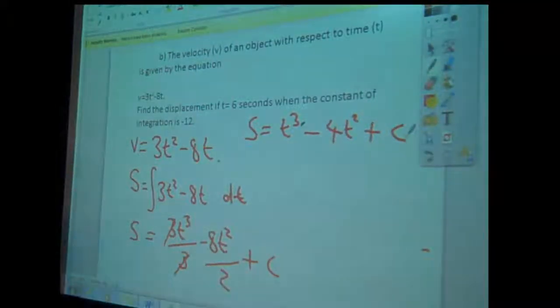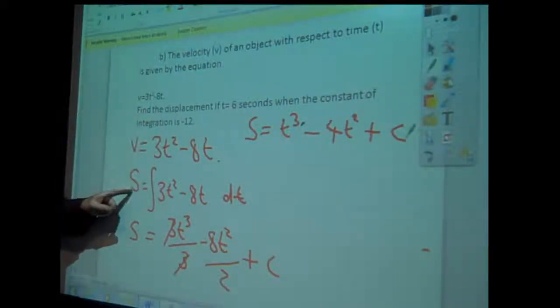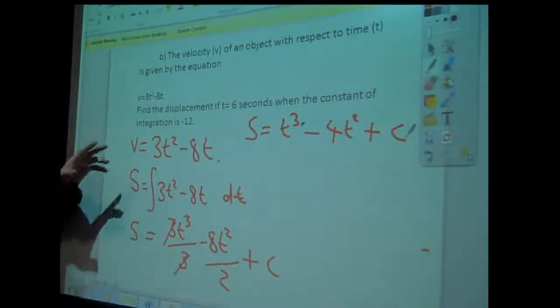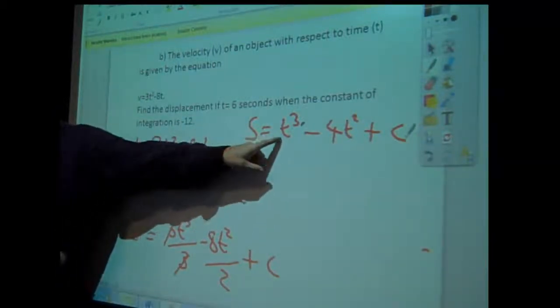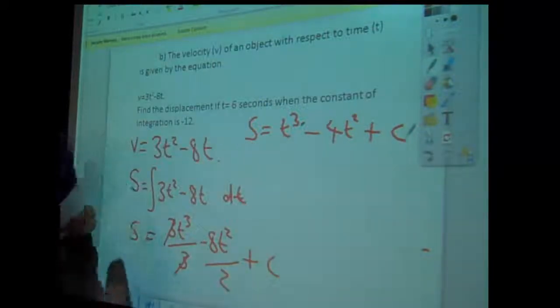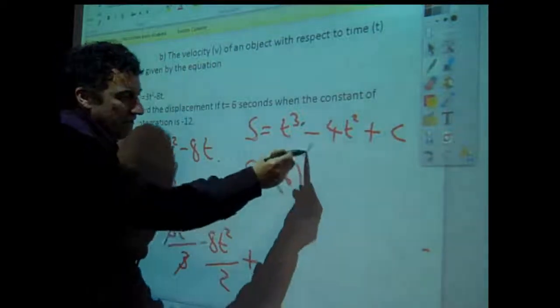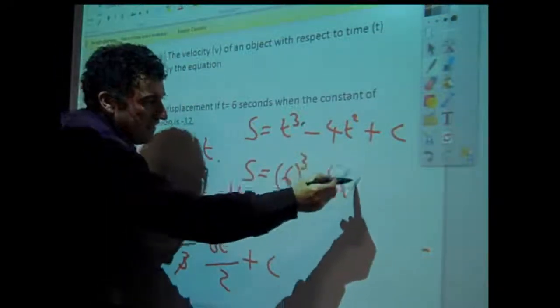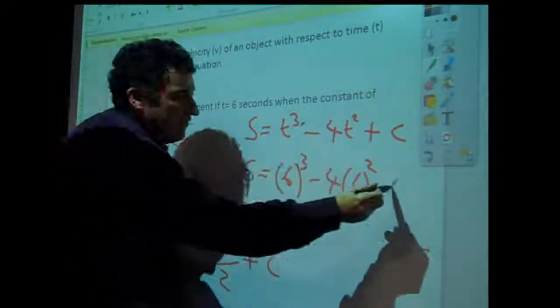Now if we look at the question here, it does give us the constant of integration. See that? The constant of integration is minus 12, and it wants us to find the displacement, which we've already said was s. So we don't have to transpose the equation at all. All we need to do is substitute the time. The time here is 6 seconds, so we put 6 seconds every time you see t. So we put the 6 to the power of 3, minus 4 times 6 to the power of 2, minus, see it's a minus, minus 12.